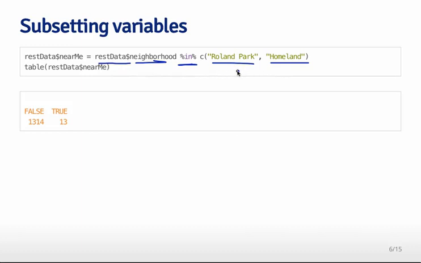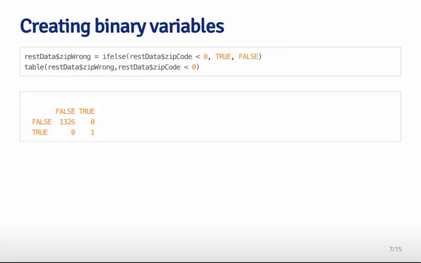It'll return true if you're in that neighborhood and false if you're not. And then what I'm doing is appending this nearMe variable onto the restaurant data set. This allows me to now subset that data set only by the restaurants that are near me, which is a nice clean way of subsetting the data set as opposed to always having to use this longer %in% command.